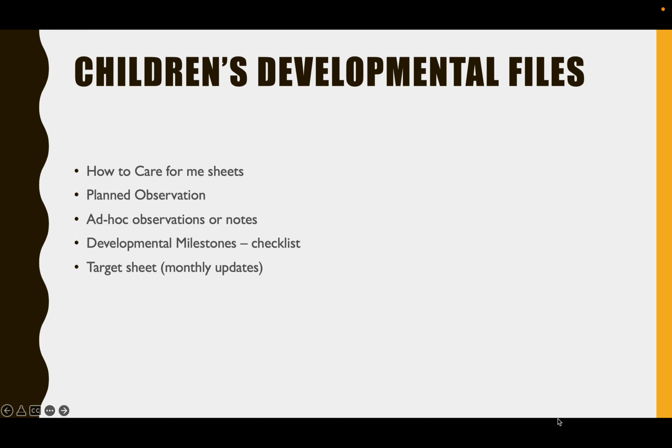You might also have any ad hoc observations or notes. You will definitely have the developmental milestones. This is the checklist, the summative assessment that we've just talked about. And you will also have a target sheet. Every month you should be setting a target for each of your key children and reviewing the target for the month before, and that stays in their developmental file, and you definitely can discuss those targets with the parents when you are delivering the parent consultation meeting.